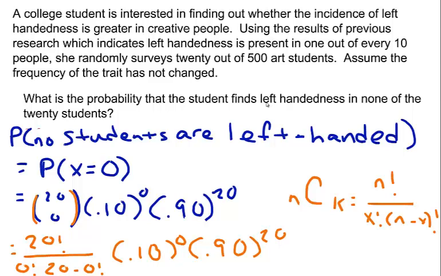Now when we work out the first portion, nCk, it comes out to 1. 1 times 0.10 to the 0, which is also 1, times 0.90 to the 20th. If I multiply these values together, I end up with approximately 0.122, or 12.2% if we convert it to a percentage.